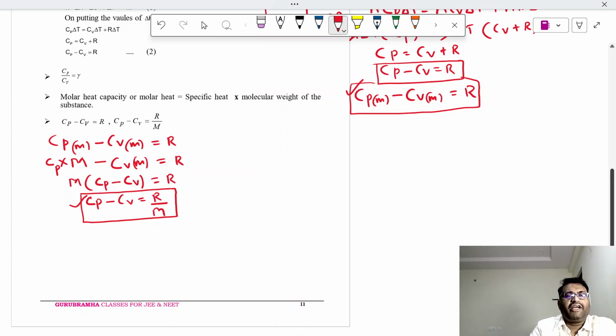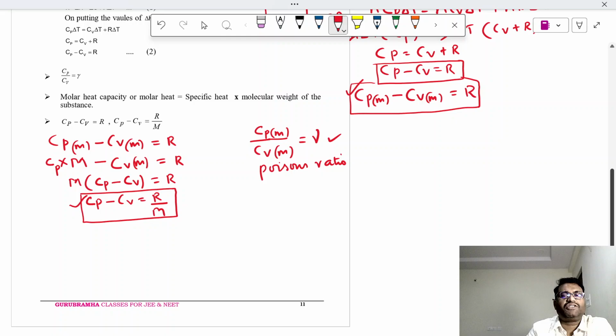Okay. And we do have a ratio, and that ratio is Cp by Cv. Molar heat capacity at constant pressure by molar heat capacity at constant volume is given by gamma. What is gamma? Mathematically, the ratio of the two heat capacities is given by gamma, which is also called Poisson's ratio.